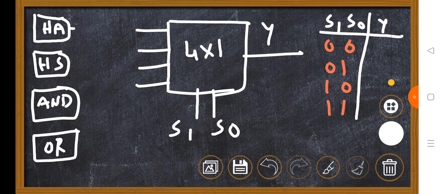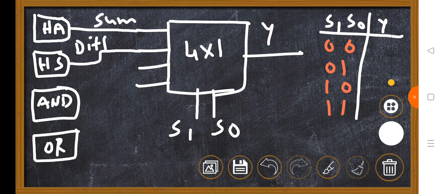And the output of half adder, I am considering only sum. I am not considering carry. The output of half subtractor, I am considering only difference. I am not considering borrow. This is the output of AND gate. This is the output of OR gate.